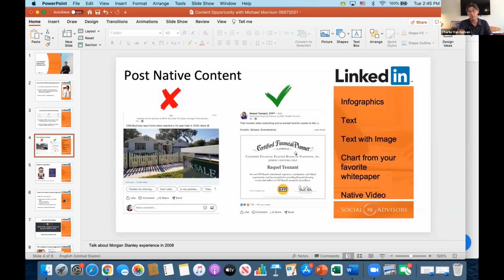The flip side of that is a post like this one. Raquel, this is of course something to be celebrated. She got her CFP. Congratulations, Raquel.